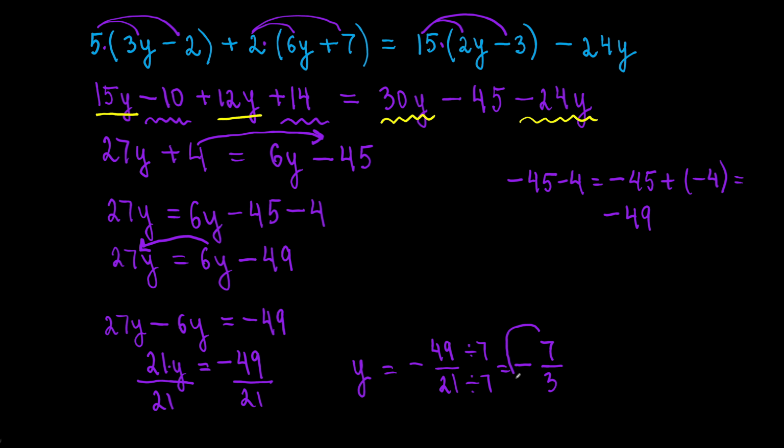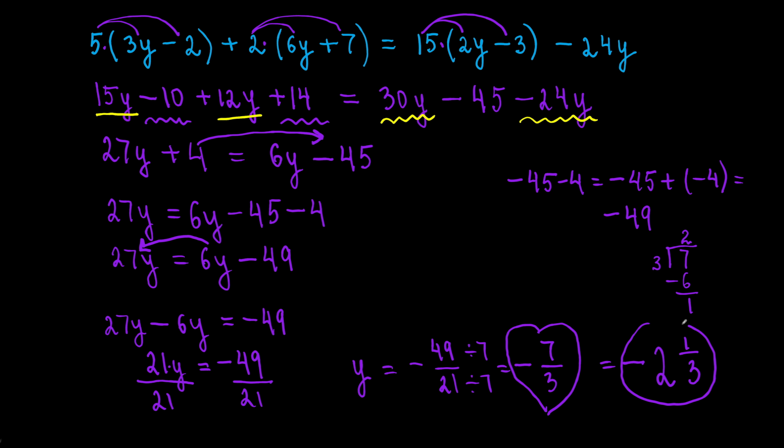So this is the answer as a fraction, and let's make it into a mixed number, right? So as a mixed number, we divide 7 by 3. 3 goes into 7 2 times. Let's find the remainder. 3 times 2 is 6. The remainder is 1. So the answer as a mixed number is negative 2 and 1/3. So this is the answer as a mixed number.